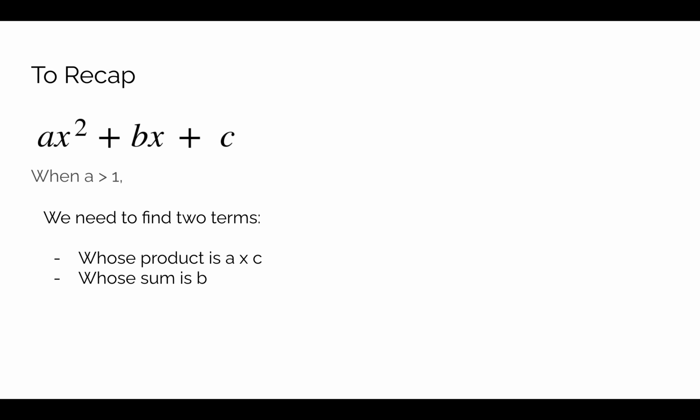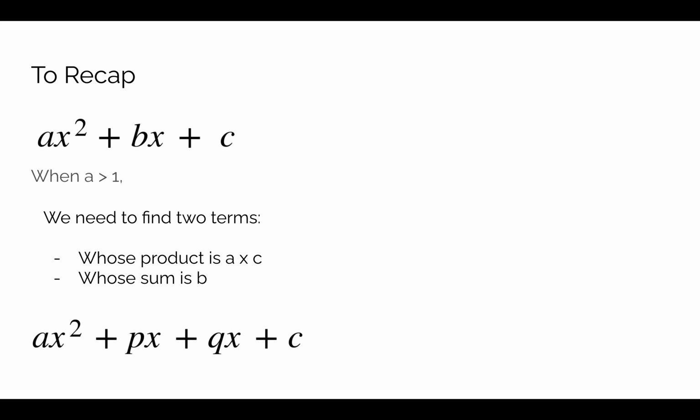So, to recap, hard trinomial factoring works when you have an expression in the form of ax squared plus bx plus c, where a is greater than 1 and you want to factor that equation or expression. It's important to remember that in order to hard trinomial factor, you need to find two terms whose product is equal to a times c and whose sum is equal to b.